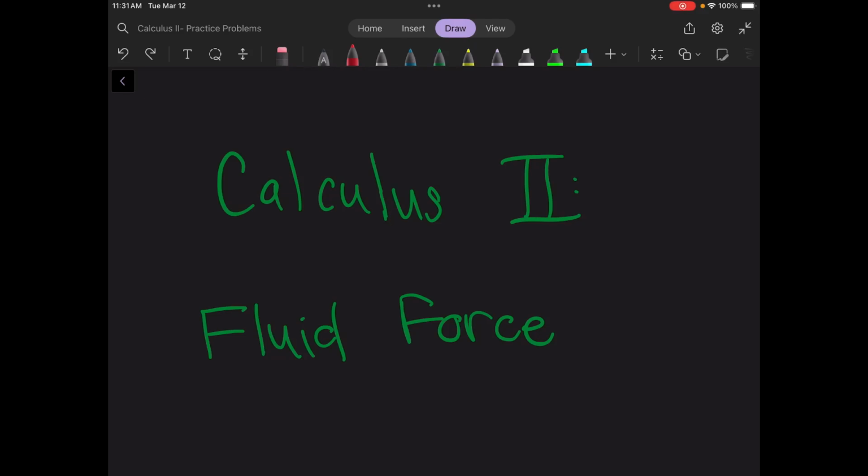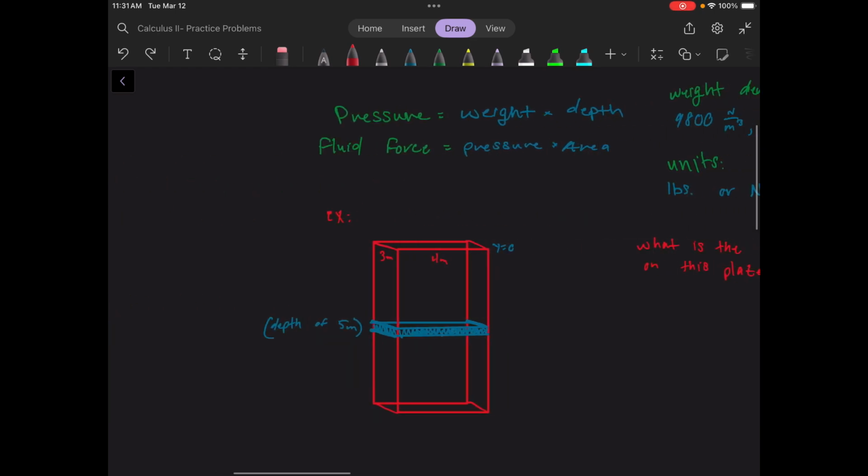Today we're doing some more Calculus 2 practice problems focusing on fluid force. So fluid force is very similar to work, what we did in the last video. Fluid force is just pressure times area, where pressure is given by the weight of a plate times its depth, and where area is the area of a plate.